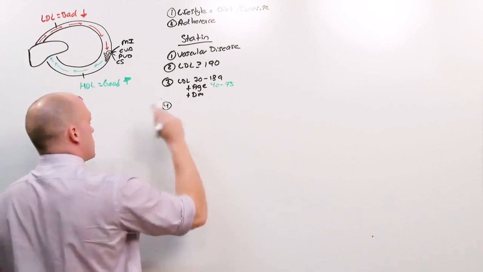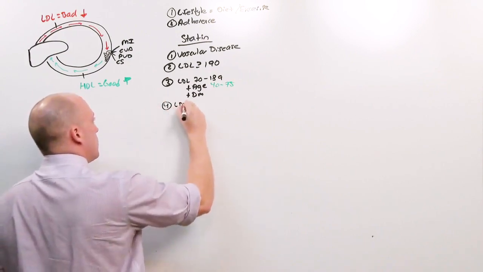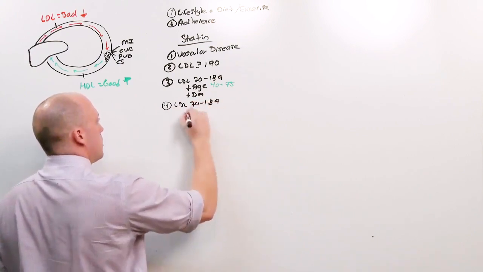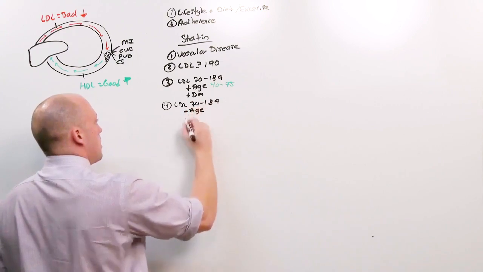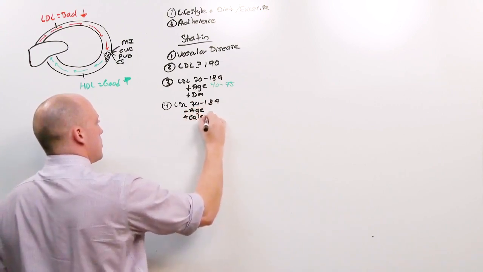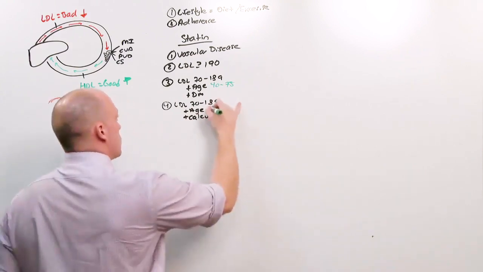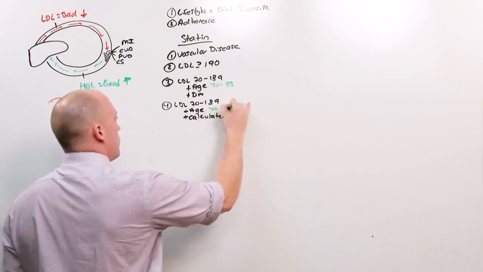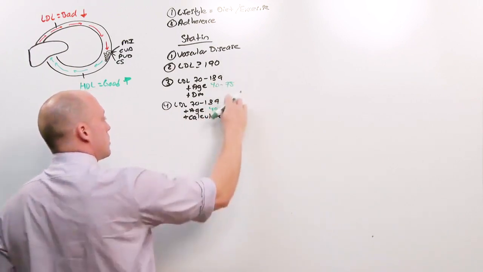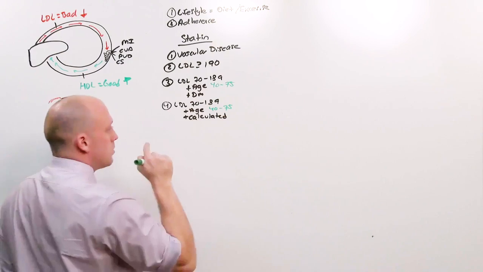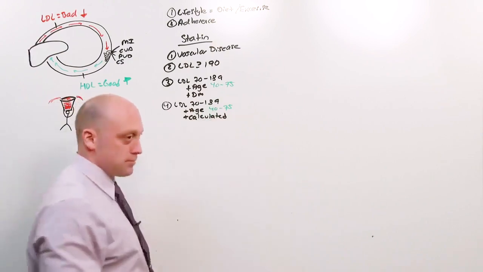The fourth category is very similar, so pay attention. The LDL is 70 to 189, so not really low and not really high. They have the age, and they have a calculated risk that's high. The age, 40 to 75. So these first 2 things are the same for 3 and 4. The only thing that's different is, do you have diabetes, or do you have a risk score that's high?